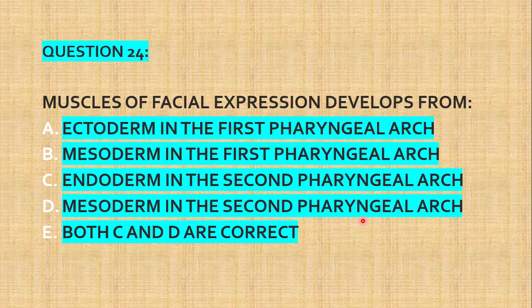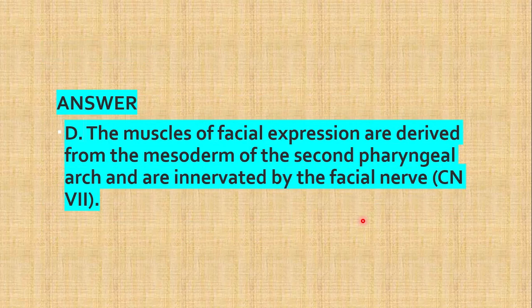Question 24. Muscles of facial expression develop from A. Ectoderm in the first pharyngeal arch, no. B. Mesoderm in the first pharyngeal arch, no. C. Endoderm in the second pharyngeal arch, no. D. Mesoderm in the second pharyngeal arch. Correct. Absolutely. So they are derived from the mesoderm of the second pharyngeal arch. And they are innervated by the nerve of the second pharyngeal arch, and that is the facial nerve. What a dedication. What a specificity.